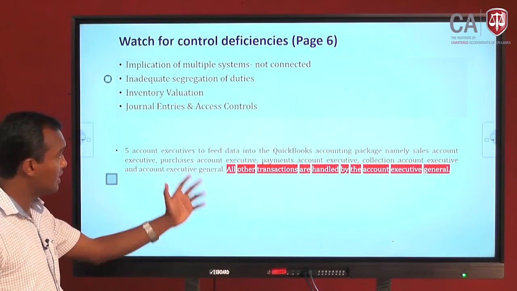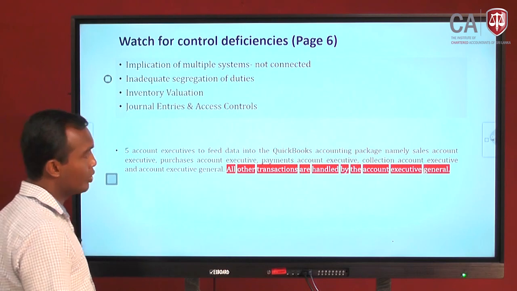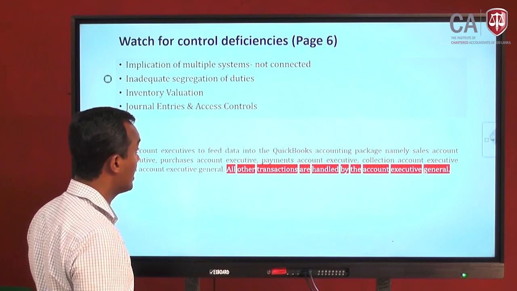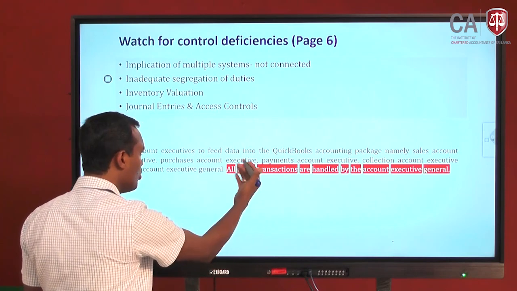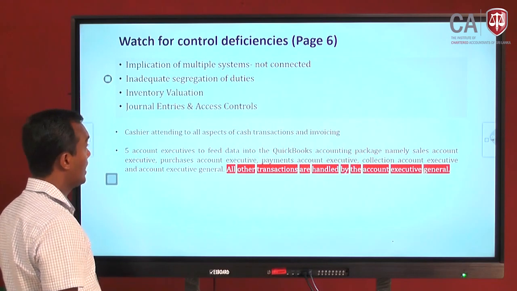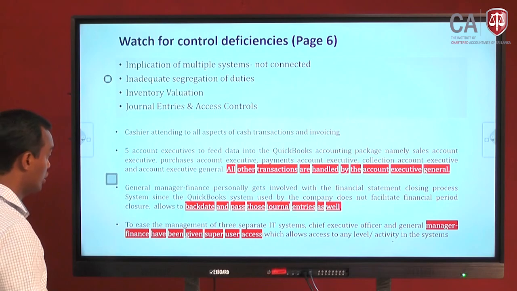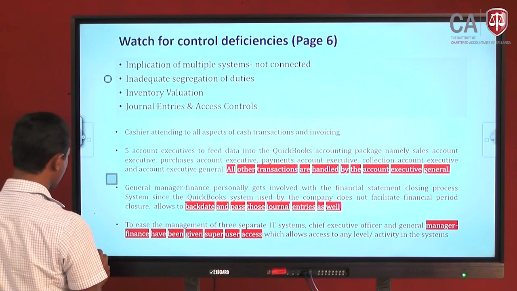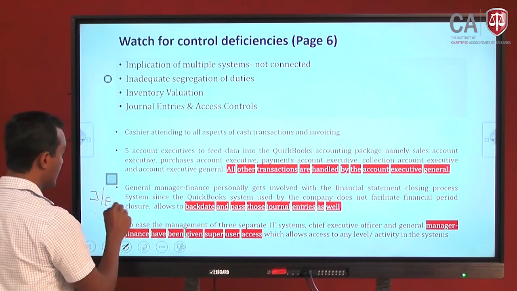Now here is some extracted information from the pre-seen. Five accounts executives feed data into the QuickBooks accounting package, namely these are the five people. All other transactions are handled by one executive in general. Again you can question this information, what do you mean by all other information? Can there be segregation of duty in this also? Cashiers attend to all aspects of the cash transaction as well as invoicing, which I mentioned to you. Now this is some information relating to journal entries, right. If you see, this is particularly about journal entries.